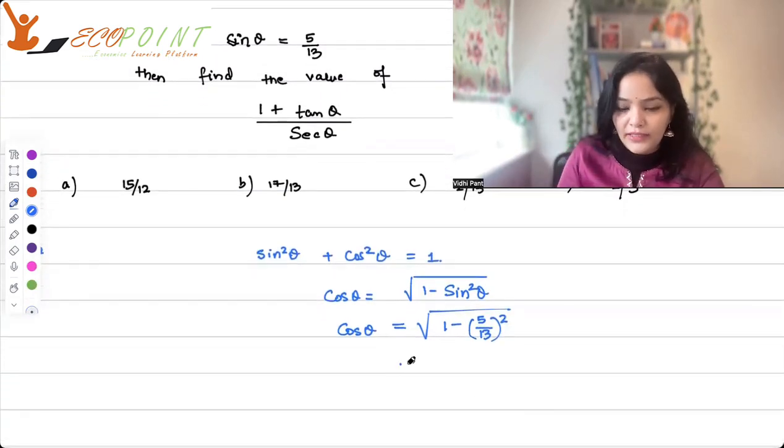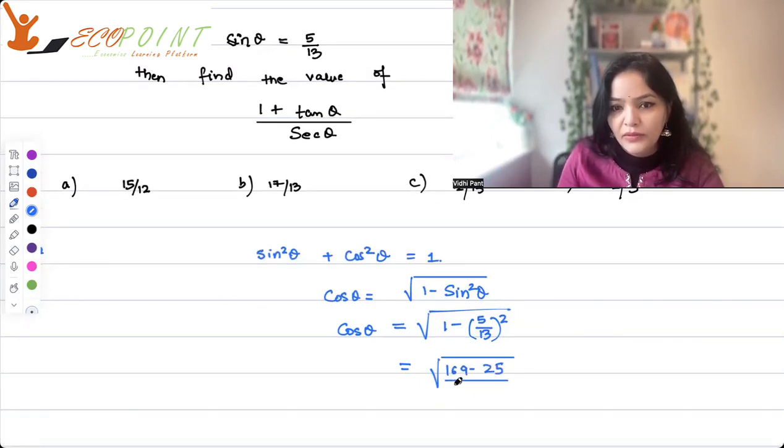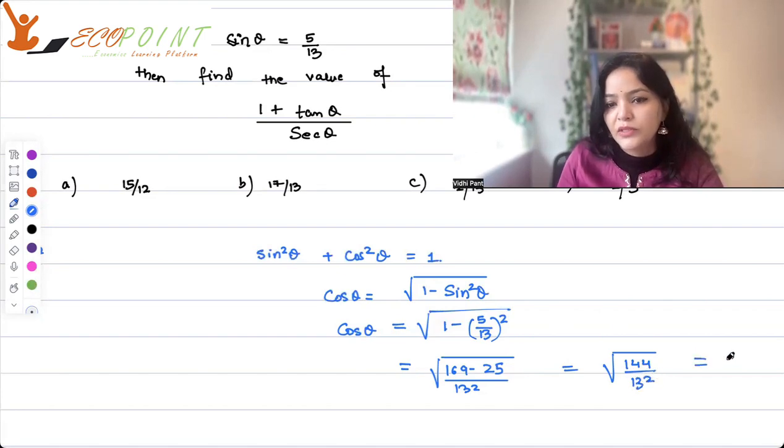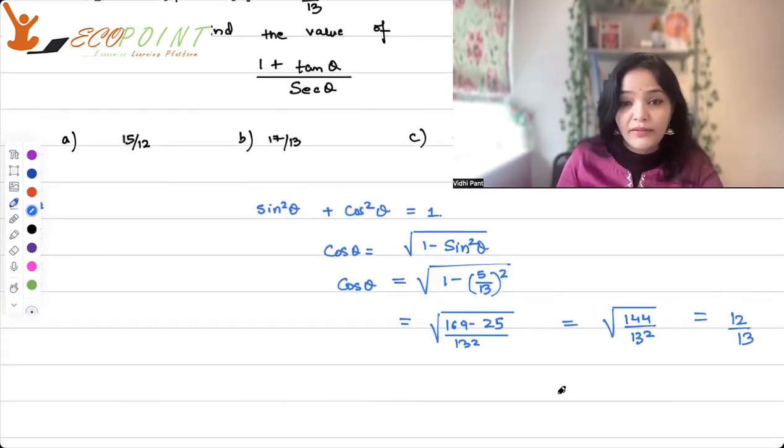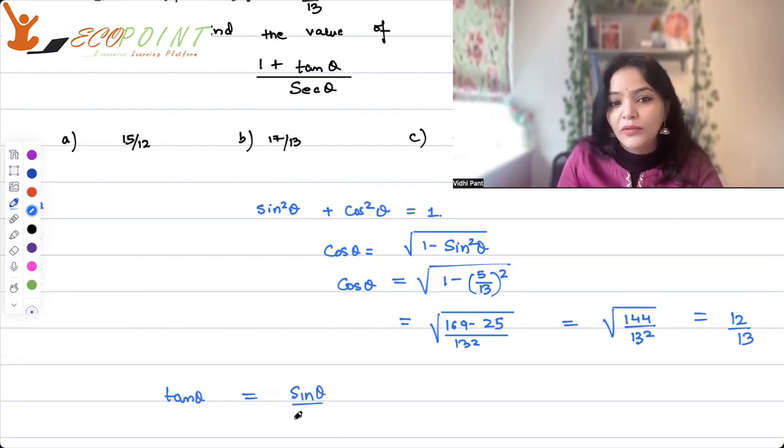So therefore, I get that cos theta is nothing but square root of 169 minus 25 upon 13 square. So it's basically 144 upon 13 square. So what comes out is 12 upon 13. Cos theta is 12 upon 13, right? Now tan theta is sine theta upon cos theta. We all know that much.